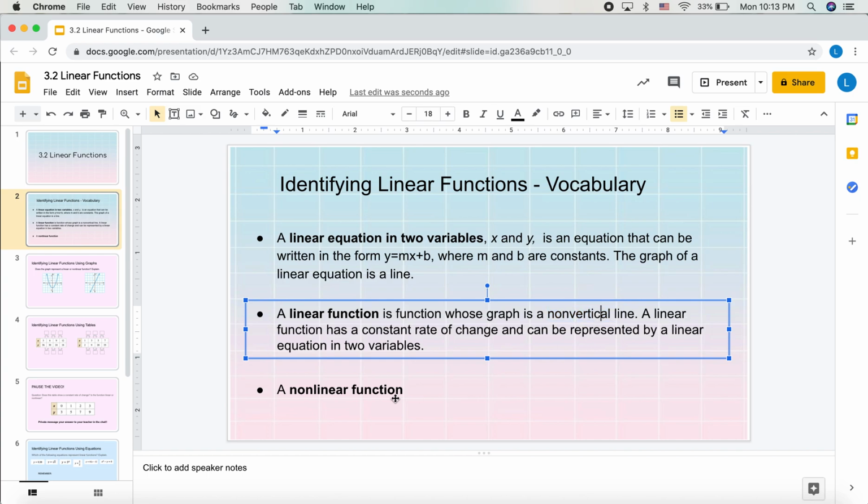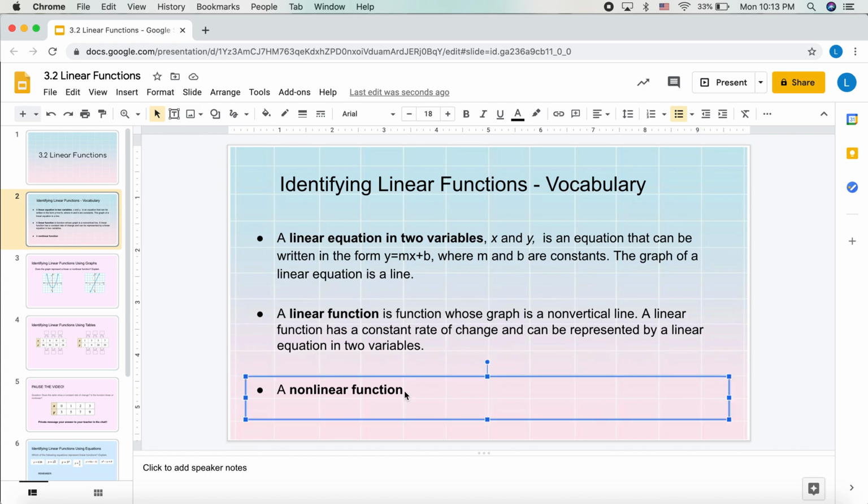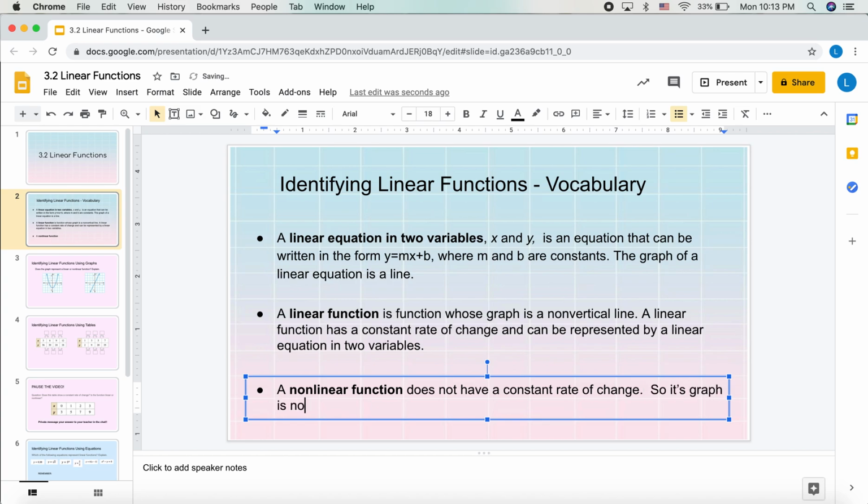All right? And a linear function has a constant rate of change and can be represented by a linear equation in 2 variables. Lastly, a nonlinear function does not have a constant rate of change, so its graph is not linear. You may be wondering, what is a constant rate of change? It is what you explored with your group earlier today in that 3.2 exploration, but we will be getting into the constant rate of change when we look at tables. All right.